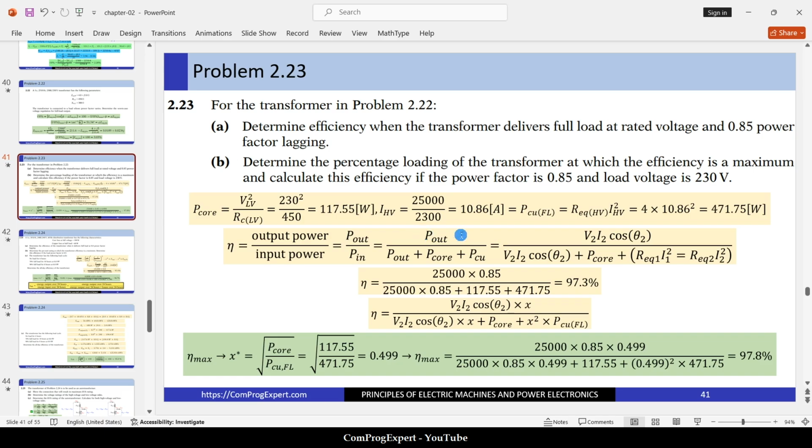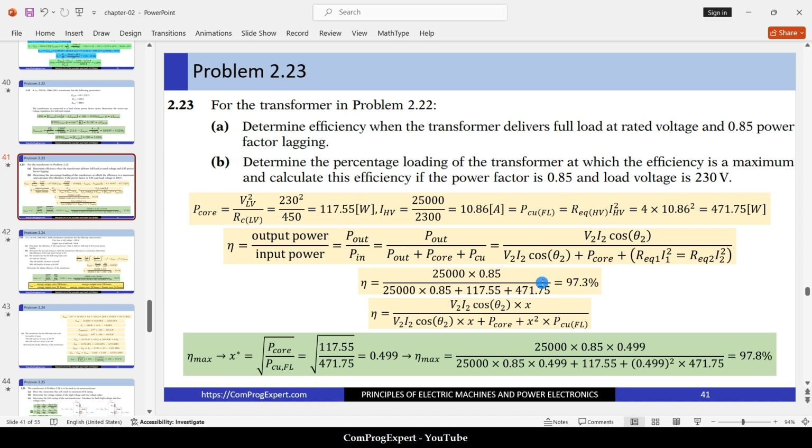The output power is equal to V2 I2 times cosine of theta 2. What is the value of the V2? It is equal to the rated one, it delivers full load at the rated voltage. Full load means full current. So this is the S rated, 25 kilovolt ampere. Cosine of theta 2 is the power factor, and we have core loss and full load copper loss. The efficiency is 97.3%.